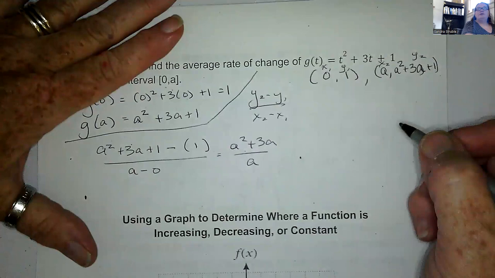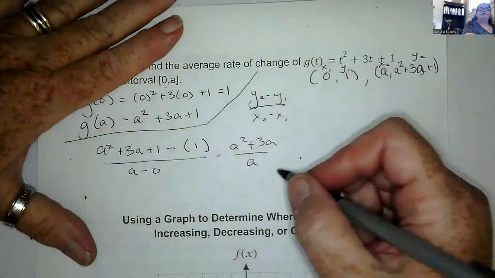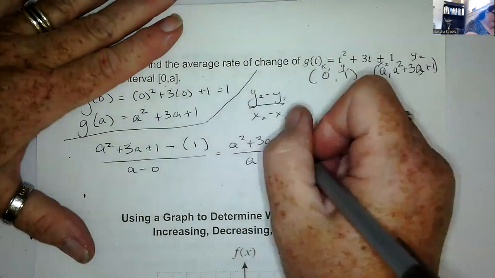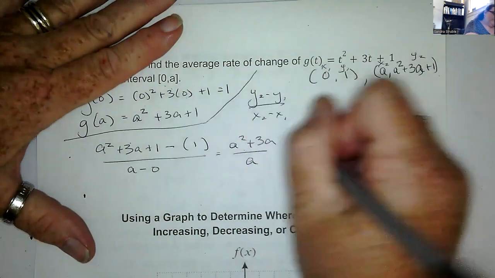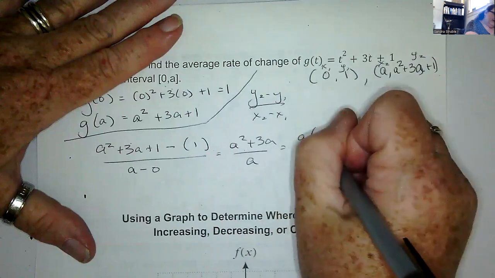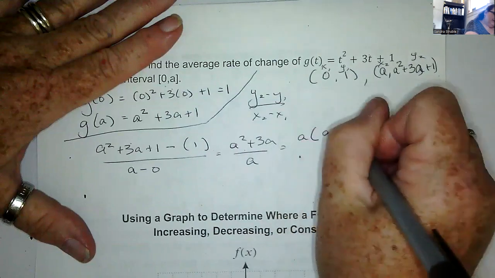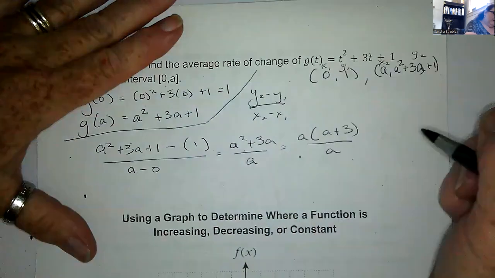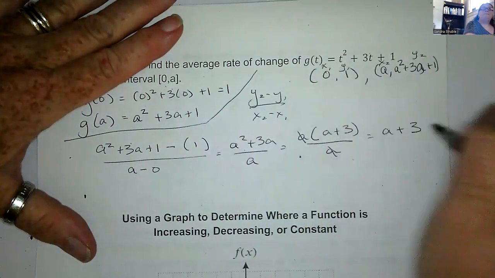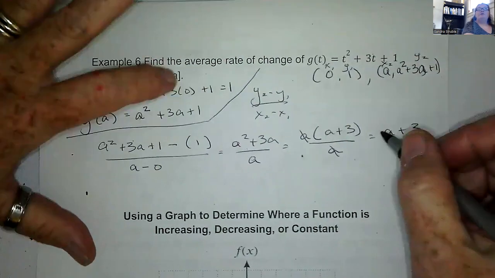Now there's two different ways you can handle this. I showed it two different ways in class, at least in the class in fall 23. My first thing is I see I can factor out an a from the numerator, and that gives me a times a plus 3 over a. Then these a's reduce and you're left with a plus 3. That's the final answer for this one.